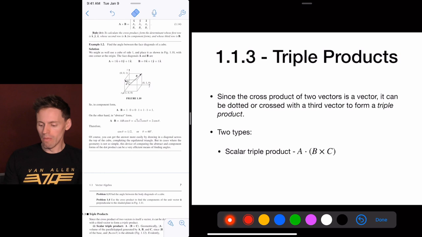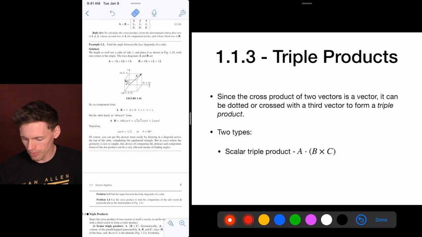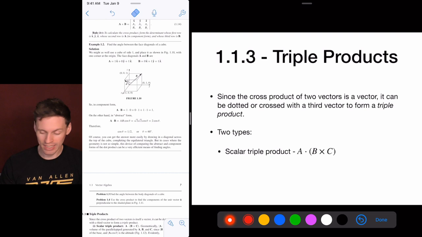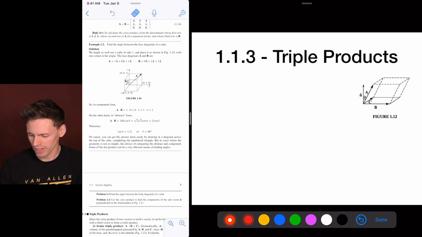Remember, a dot product with a vector. So B cross C is some new vector. This is a new vector. And then A dotted that vector is a scalar. So we call that a scalar triple product. And then when you have a vector B cross C giving you a vector, and then you do A cross that vector, you get another vector. So that's the vector triple product.